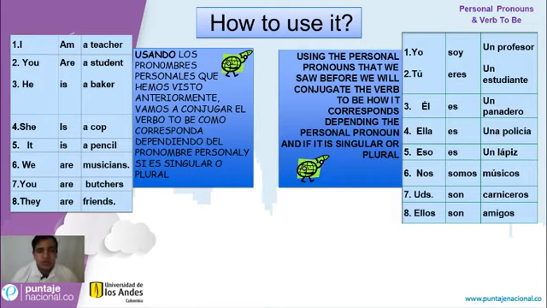No, we can't speak in Spanish because this is the English class, so it's really important to speak only in English. Okay, no questions? Okay, good.